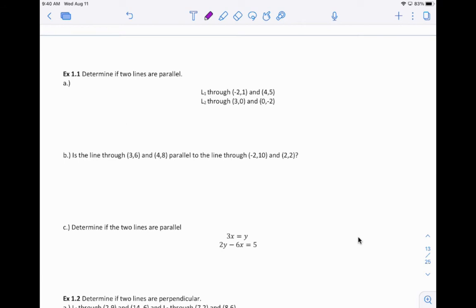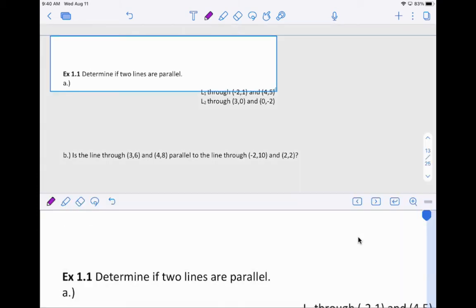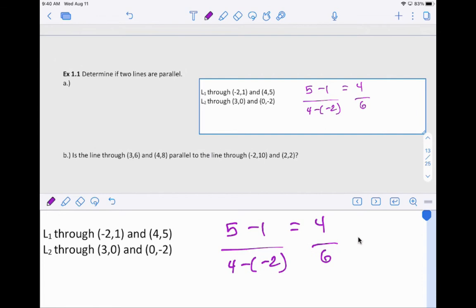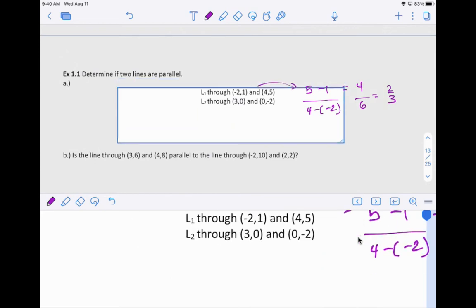We see lines that are given to us with 2 points. We don't need the whole equation here. We just need to determine if they're parallel, and to do that, we just need their slope. So let's look at the slope of the first line. The y's have a distance of 5 to 1, which would be 4. The x's have a distance of 4 across 0 to -2, which would be 6. And that would be 2/3. So the first line has 2/3, which is great.